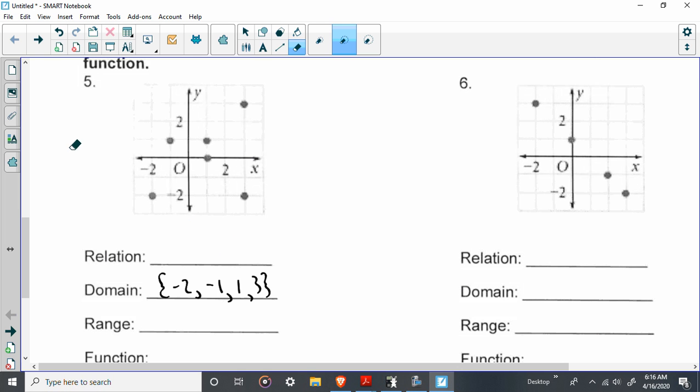So your domain going across, where do they exist? It exists at -2. It exists at -1. It exists at +1. It exists at +3. So again, if you squish all these numbers onto the x number line, that's what it would look like. Your range is the same thing, except you'd be squeezing it the opposite way. How do you squeeze them all onto the y-axis?